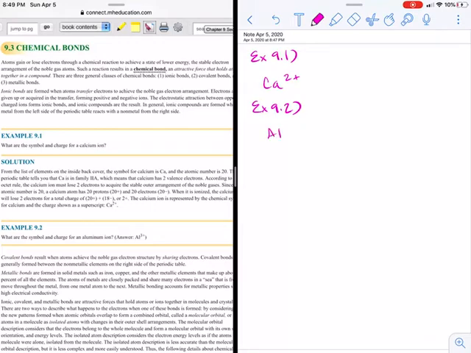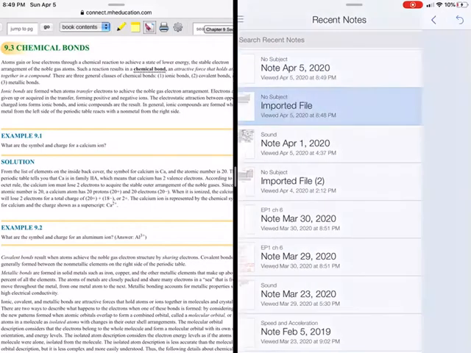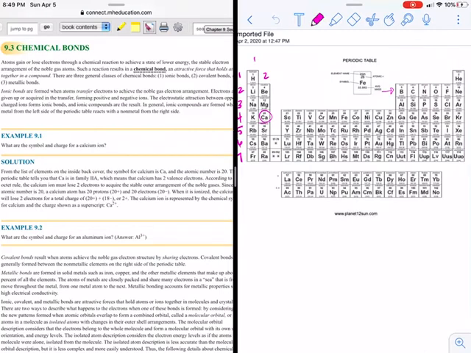Example 9.2 says, what's the symbol and charge for aluminum? And it gives you the answer. But again, if you look over on the periodic table, aluminum is over here. You might think, well, wait, that's way over there. How is that 3 and not this one 3? Well, because you're just doing the representative family, which is basically those tall ones. You leave this section out of it for now.